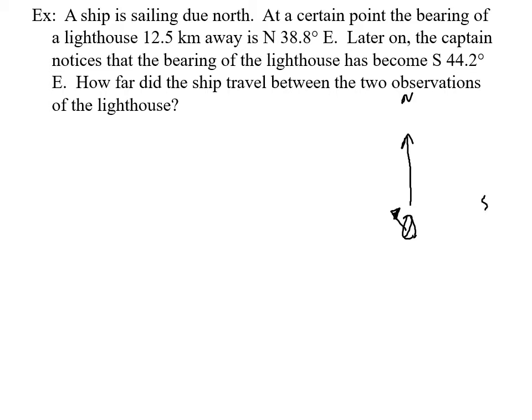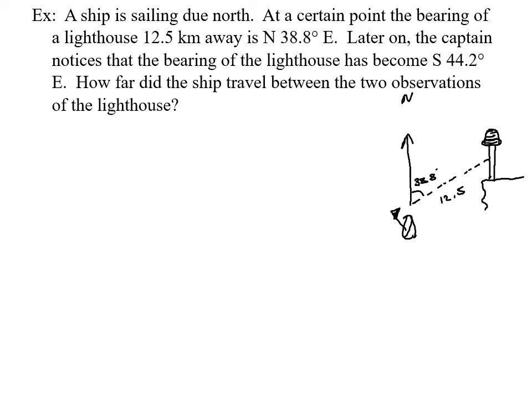So let's see, maybe we have a cliff like this, and then there's a lighthouse on top of the cliff, and it has a light shining on it, and this is where my bad artistic ability comes in. And so that looks more like a top hat on a stick, but whatever. So he notices that there is a lighthouse off this direction at an angle of 38.8 degrees, and that's 12.5 kilometers.